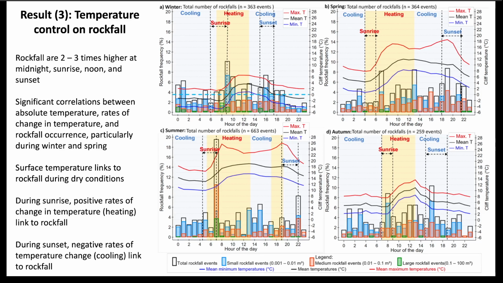Surface temperature therefore links directly to rockfall, and particularly this is apparent during dry conditions. And these are conditions where that kind of iterative background erosion of the cliff face, which we saw previously, is dominating the loss of material. During sunrise, positive rates of change in temperature, so heating, statistically links to rockfall occurrence, and during sunset, negative rates of temperature change, cooling, linked to rockfall as well. So we have a situation where it's both the absolute temperature and the rate of change of temperature and the direction of change of that rate of change in temperature that's significant in controlling the rockfall. So some really interesting insights.